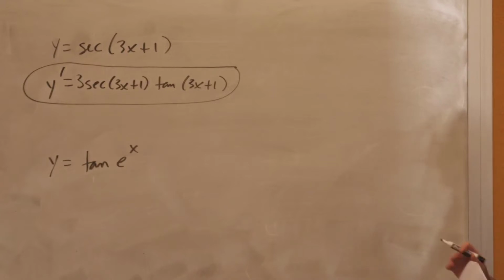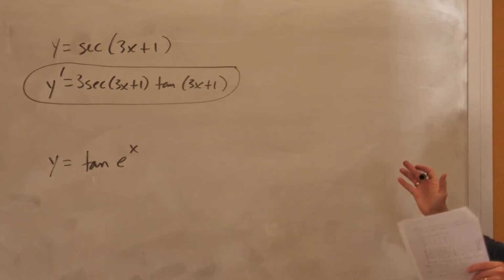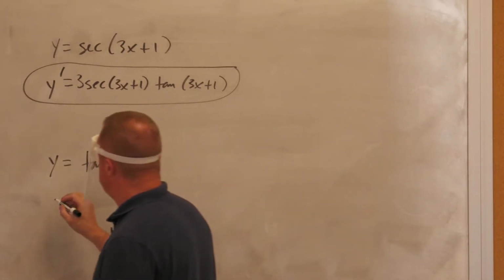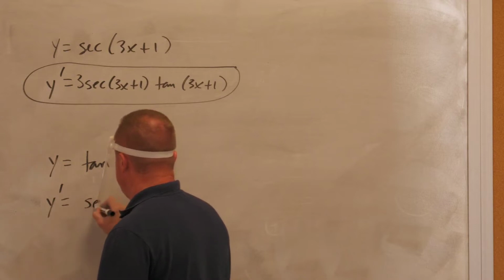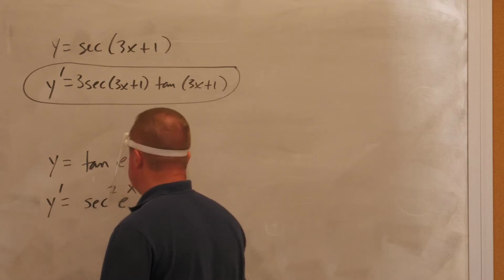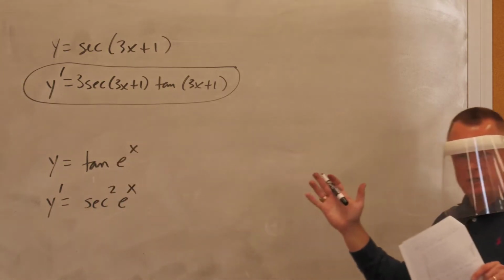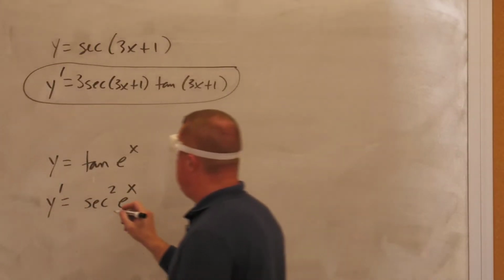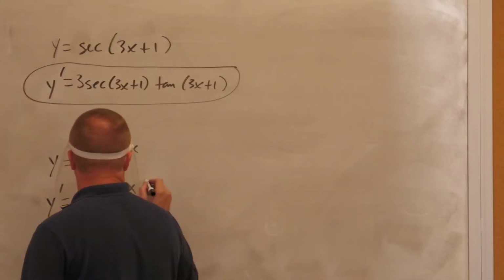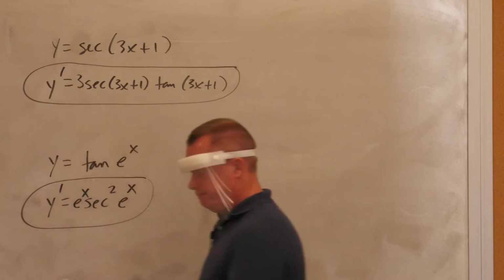Okay, so the outside function is tangent, correct? Inside is e to the x. So outside first, what is the derivative of tangent? Secant squared. All right, so I have secant squared e to the x. Okay, so that takes care of the outside. The inside e to the x, what's the derivative of e to the x? E to the x. So multiply times e to the x. There you go.